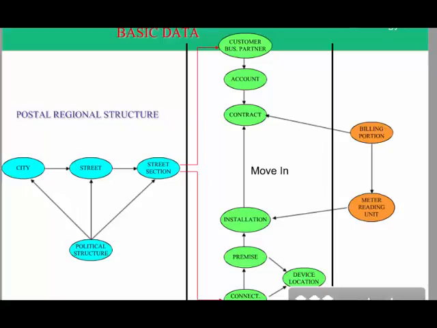Billing portion and meter reading unit fall into scheduling. Scheduling gives you an idea of when an installation has to be read and when a bill has to be generated. Regional structure gives the address hierarchy. It links the city to the street and the street to a street section.